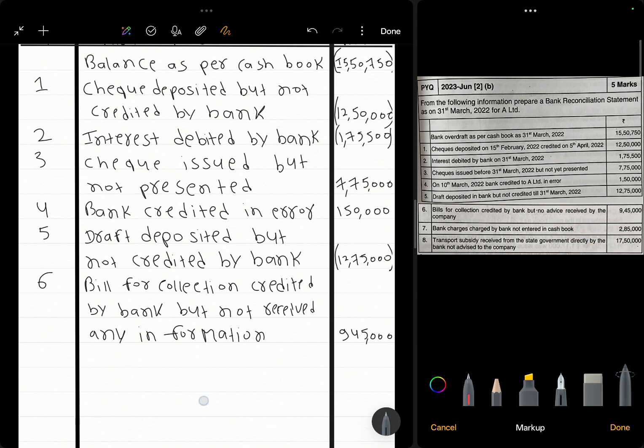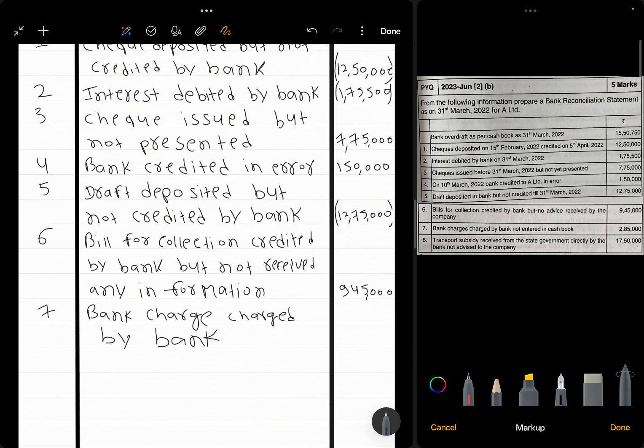So okay, 7 number. Bank charge by bank. So we are also going to subtract this amount, that is 2,85,000. Okay, so it will be here minus 2,85,000.